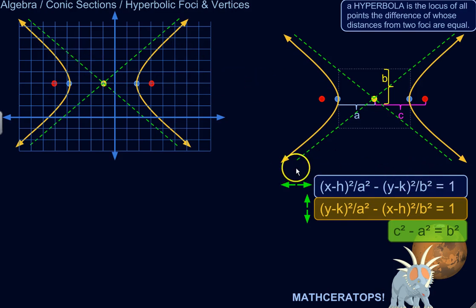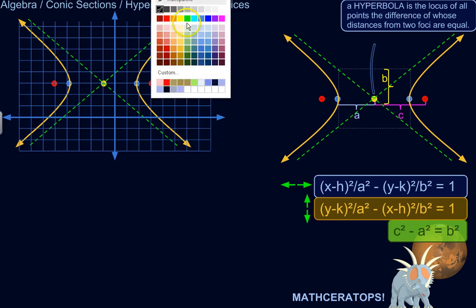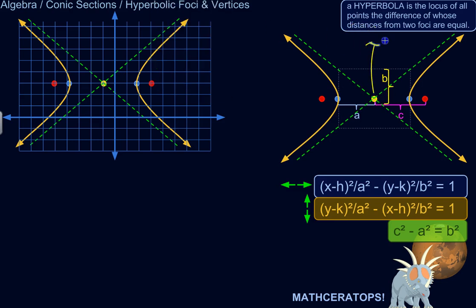Okay, so what do we need in order to write the equation? Well, h, k represents, I should actually write that on here. h, k are the coordinates of the center. a is the distance from the center to a vertex. And b is the height of what's called the fundamental box of the hyperbola.